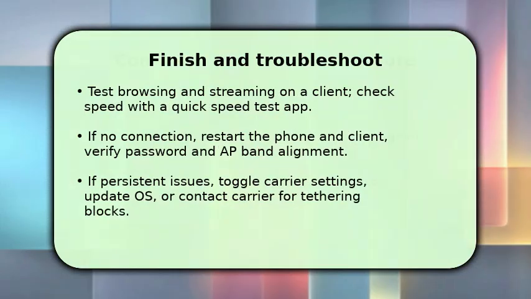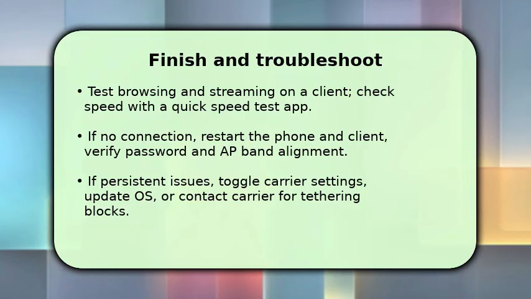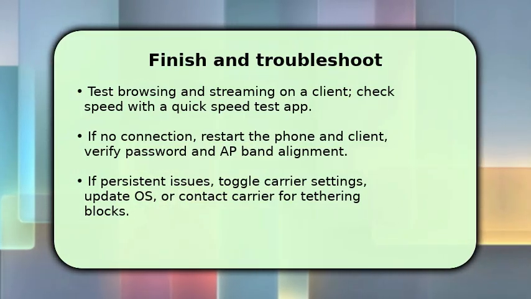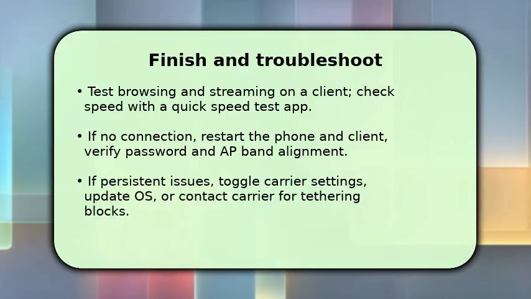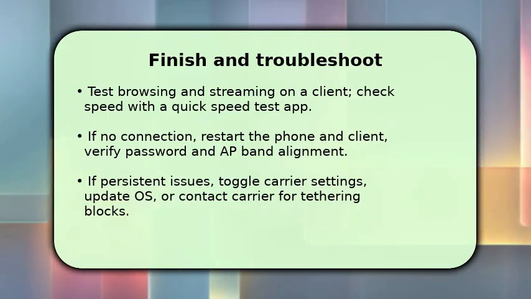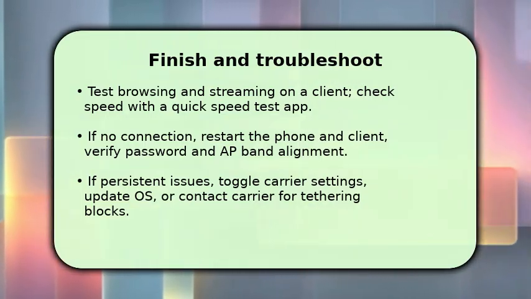To finish, test the connection on a client by loading a web page and running a quick speed test to confirm throughput. If the device fails to connect, restart both the phone and the client, recheck the SSID and password, and make sure both devices use the same Wi-Fi band. Once done, adjust power or sleep settings to keep the hotspot active.